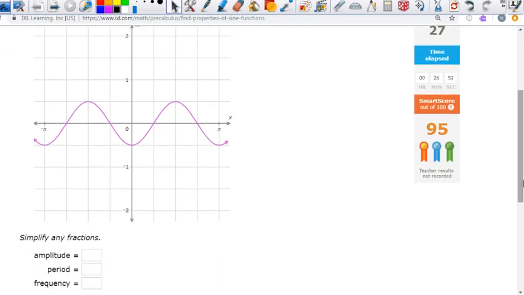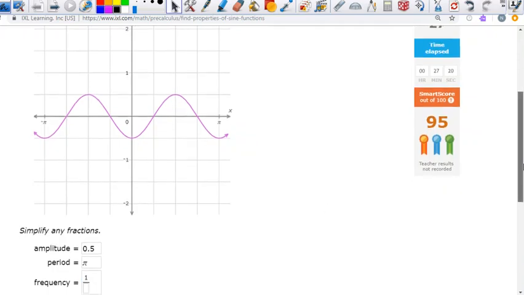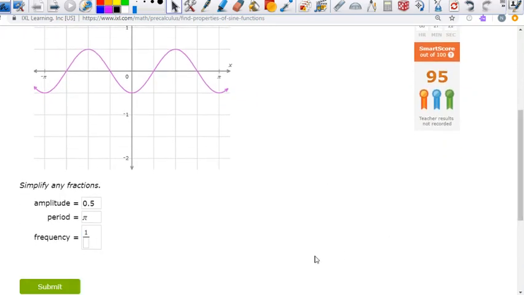Alright, amplitude. Negative 0.5 to 0.5. So the amplitude is 0.5. Our period is 1, 2, 3, 4. That is, our period is pi. Frequency is 1 over pi.